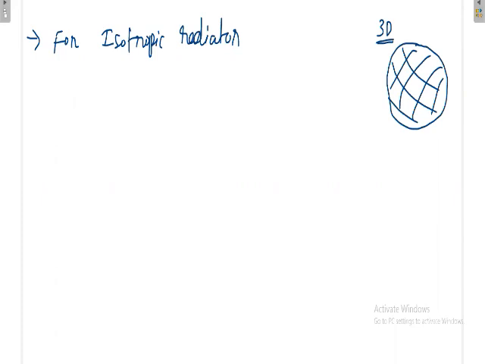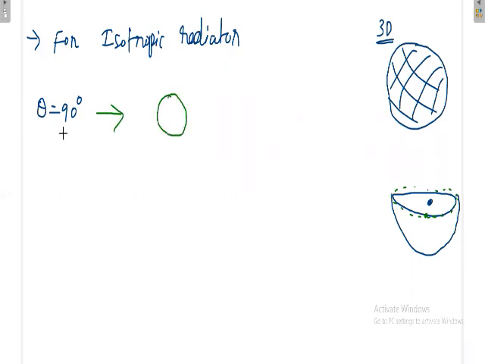For a 2D pattern, suppose I fix theta equal to 90 degree. What is the meaning of this, sir? I will cut the sphere like this. Now the antenna is here. If I stand here, I am receiving some power. If I stand here also, I will receive the same power. So wherever I stand in the circle, I will get the same power. That means for this, the radiation pattern diagram is simply a circle. When theta is equal to 90 degree, what is the radiation pattern of the isotropic radiator?